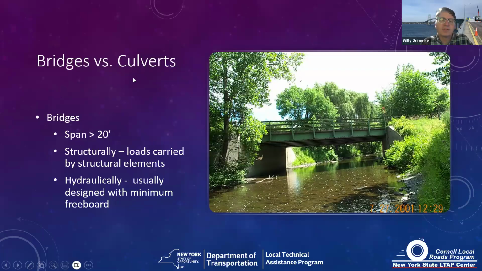Okay, bridges versus culverts. So the statutory definition is over a 20-foot span, but structurally and hydraulically, bridges and culverts are different. With a bridge, as you can see in this photo, we've got abutments, we have a superstructure and a deck, and bridges are typically designed so that the superstructure is not submerged during high water events. There's meant to be freeboard under the superstructure.